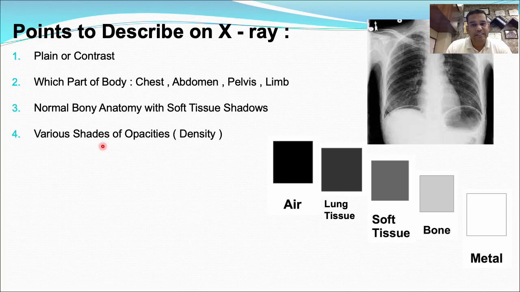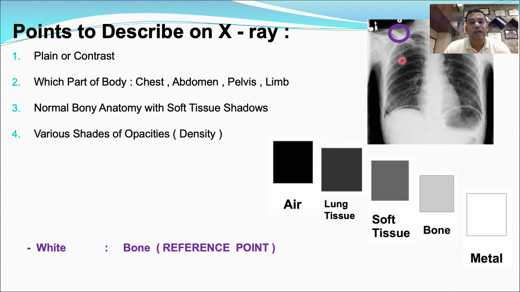So, for a standard X-ray, the reference point is always the bone. The density of the bone is the reference point. It will appear white. You can take any bone of your normal body, for example the clavicle. So, this is the reference point. Any structure that is whiter than this bone is called radiodense or radio opaque. And any structure that is less white, or you can say blacker than this bone, is called radiolucent. So try to understand this.